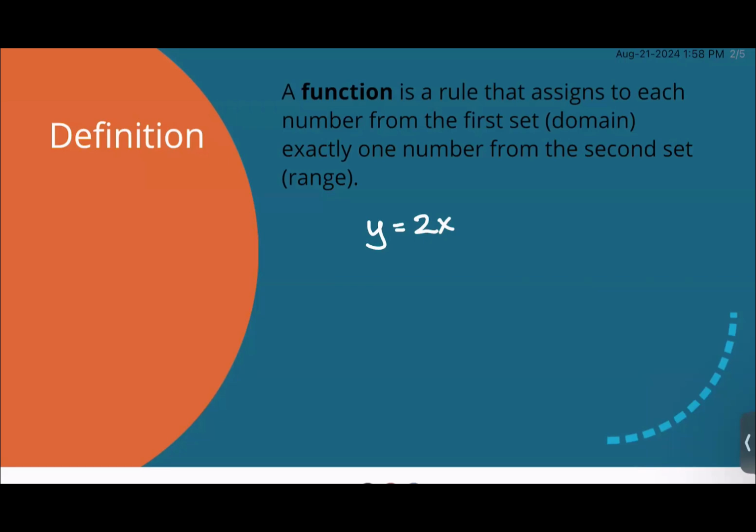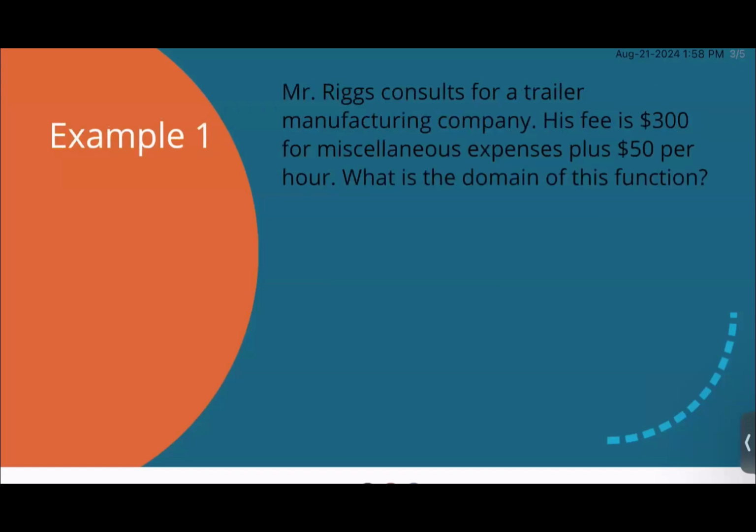Well, let's look at an example with some context. In this example, Mr. Riggs consults for a trailer manufacturing company. His fee is $300 for miscellaneous expenses plus $50 per hour. What is the domain of this function? So the total amount of money that Mr. Riggs is charging is going to depend on the number of hours that he's working. So the domain would be the number of hours that he works. That is the independent variable. And then the range would be the total fee that he's charging. That depends on the number of hours worked.